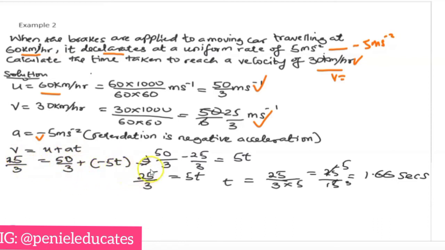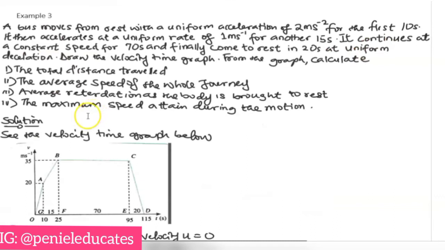Then try to bring everything together. This one crosses to this side going to be negative, and this 25 over 3 is equal to 5t. So our t, if we do the arithmetic, if you divide both sides by 5, it's going to be like that. So t is going to be 1.66 seconds. All right.